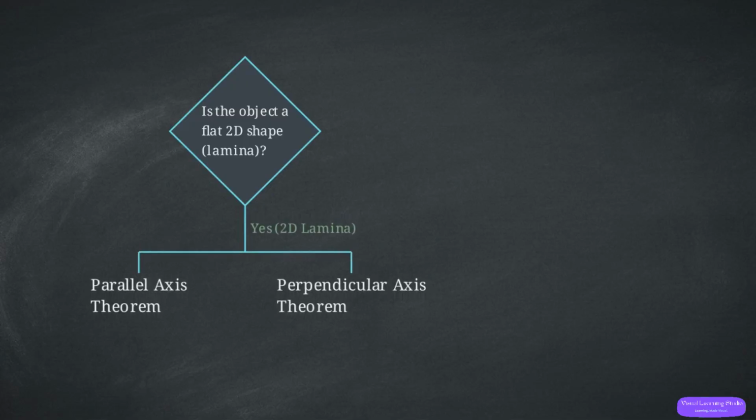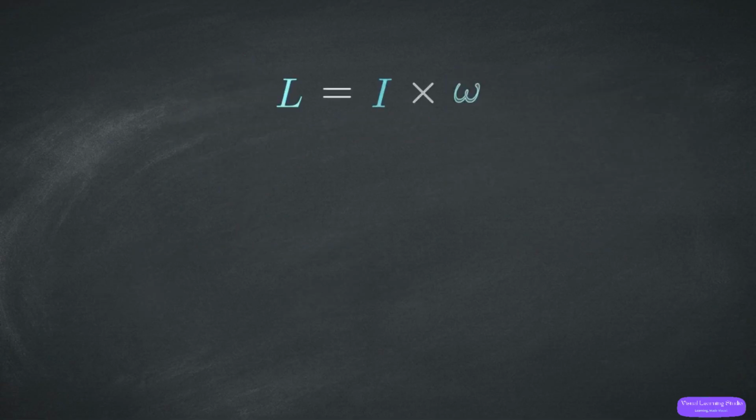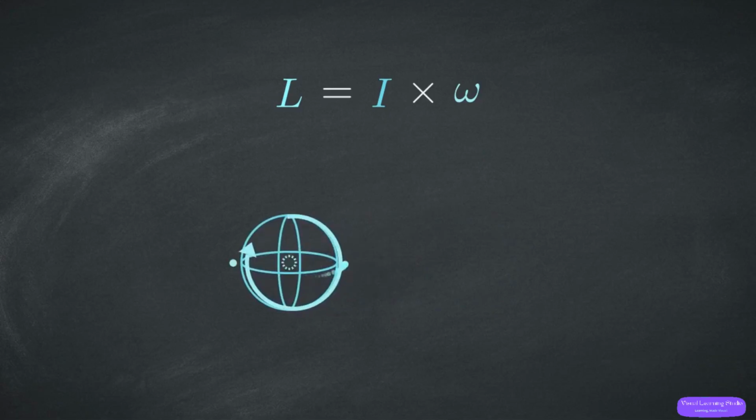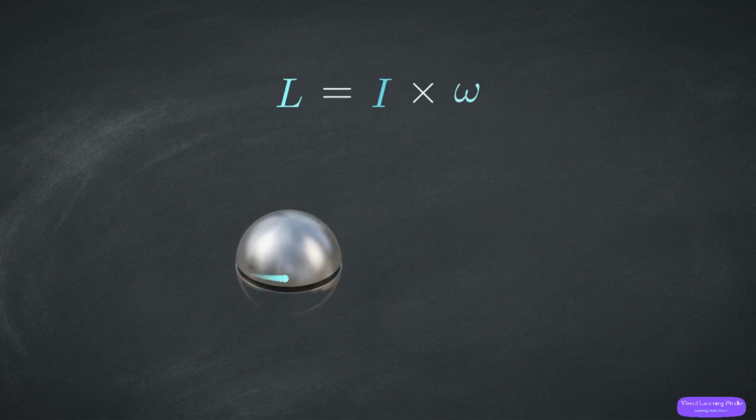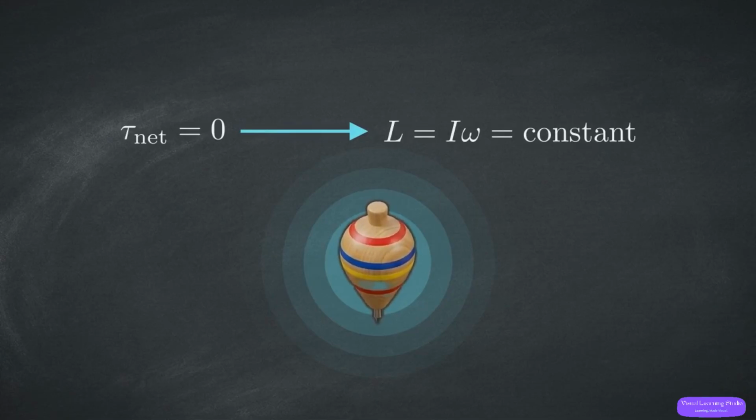Flat 2D laminas allow for the use of either the perpendicular or parallel axis theorems. However, for 3D objects, the parallel axis theorem is the only valid tool for finding the moment of inertia about a new axis. Combining this inertia with angular velocity gives us the total angular momentum of the system. When the net external torque is zero, that momentum is conserved.